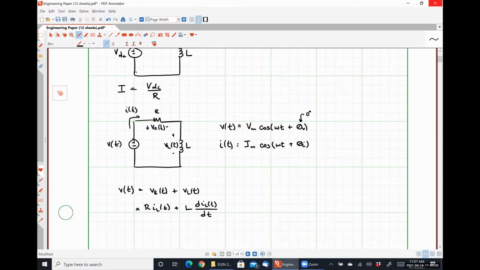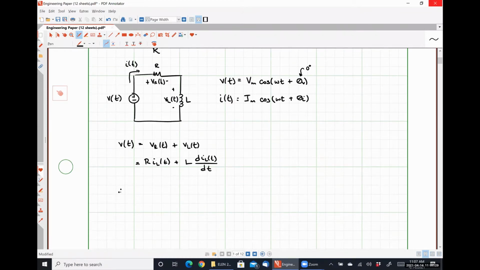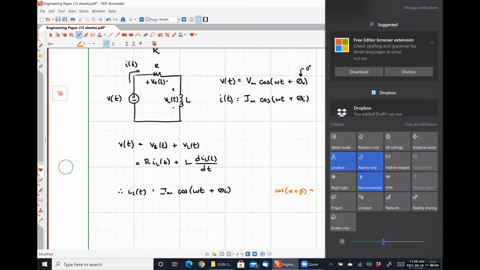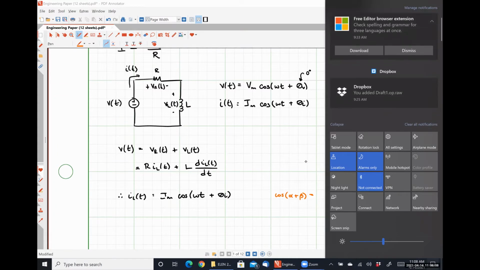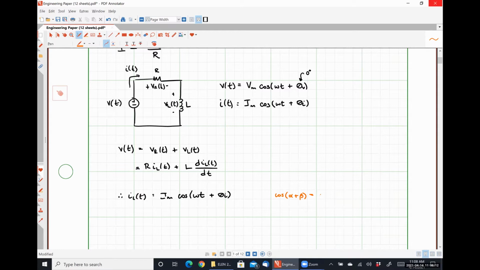So using our guess value that IL of t here must be of the form Im cosine omega t plus some phase angle theta I, I'm going to use a trig identity here that says cosine of alpha plus beta is equal to cosine alpha cosine beta, minus sine alpha sine beta.